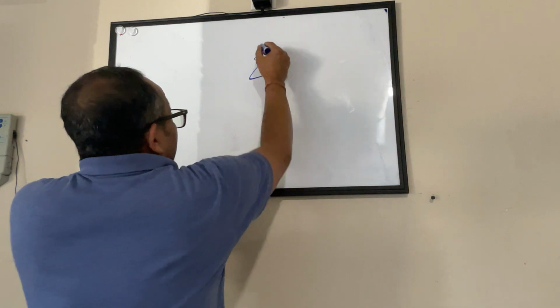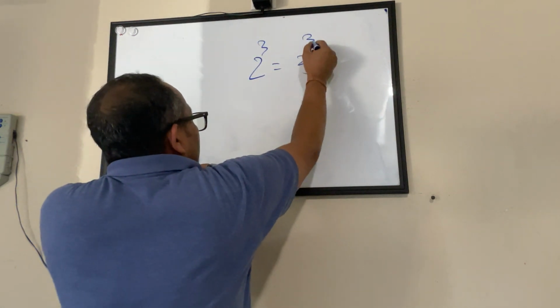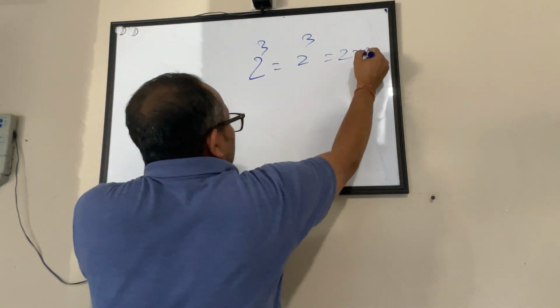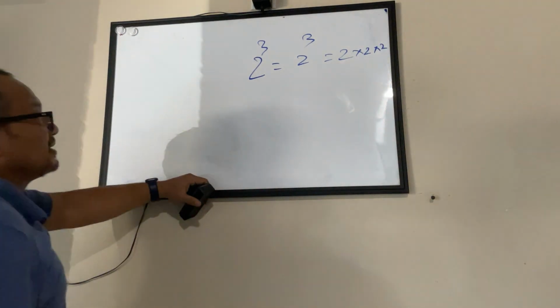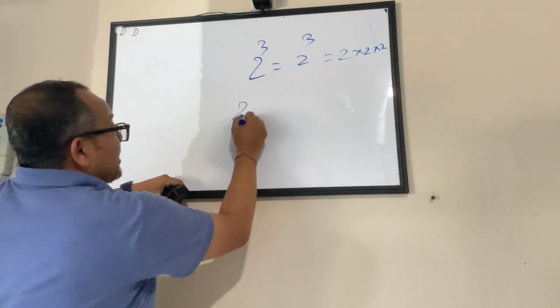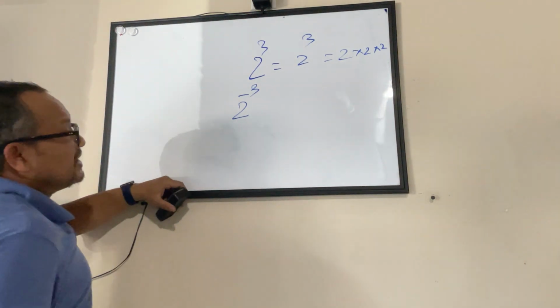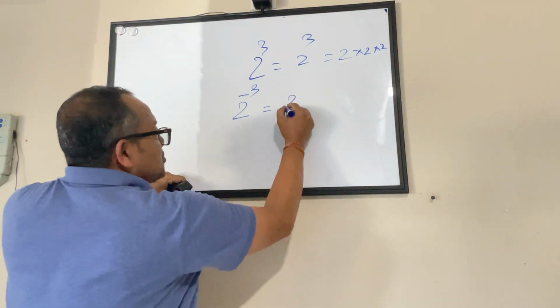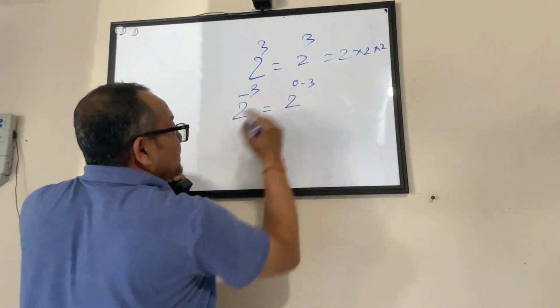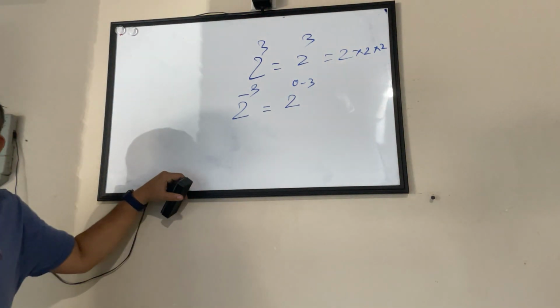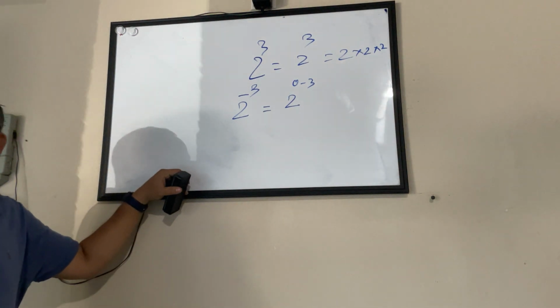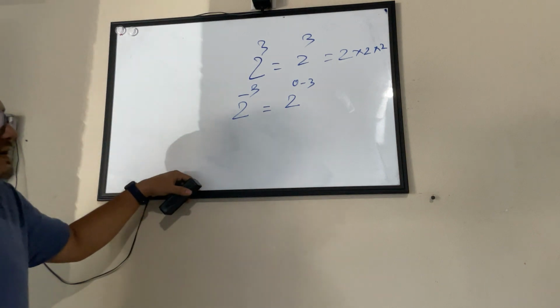2 to the power 3 is equal to 2 into 2 into 2. Yeah? 2 to the power minus 3 is what? I can write this as 2 to the power 0 minus 3. Can I do that?